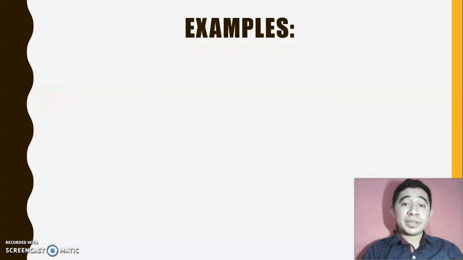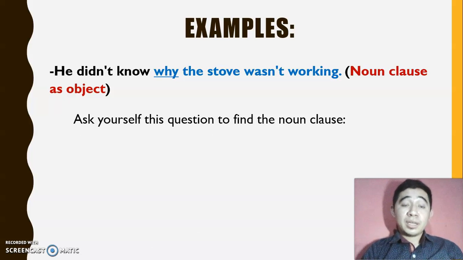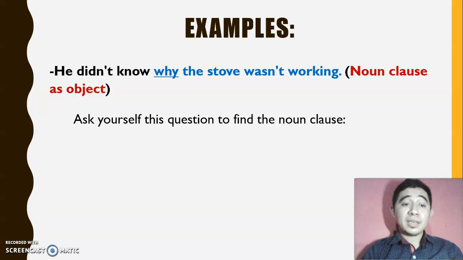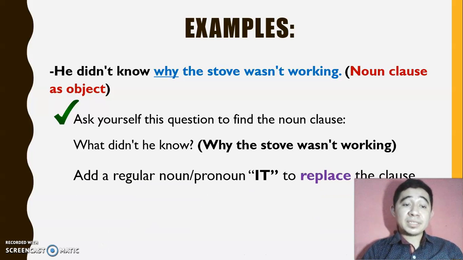And let me give you another example. He didn't know why the stove wasn't working. This is a noun clause acting as an object. And it is also introduced by a conjunction, in this case, why. And you can also answer the question, what didn't he know? And the answer is why the stove wasn't working. And another tip is that you can add a regular noun or the pronoun it to replace the clause. For example, you can say, he didn't know the reason, or he didn't know it, and it all makes sense.